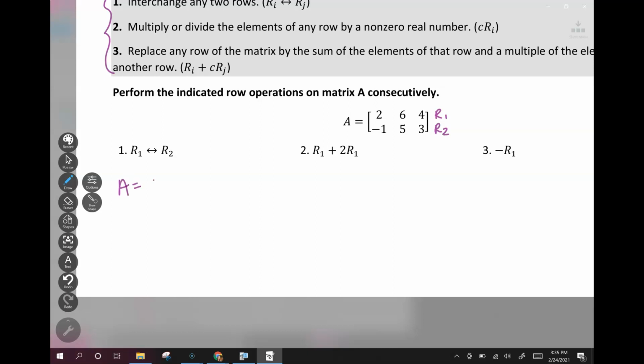So that's going to become -1, 5, 3, 2, 6, 4. All I did was switch row 1 and row 2. Now, this is the new row 1, and this is now row 2. You switched them, and now we're working with this new matrix A that has this row 1 and row 2. You switched them out, but now they have those new names.